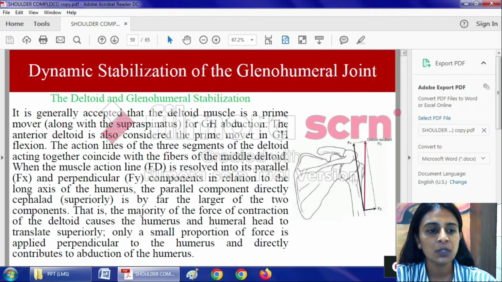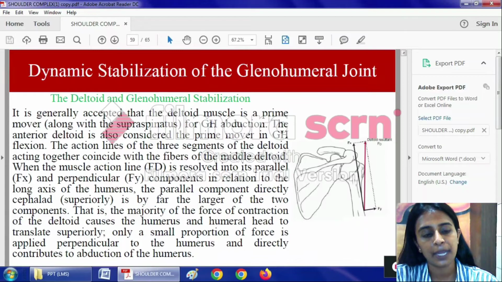In relation to the long axis of the humerus, the parallel component is directed superiorly and is by far the larger of the two components. That is, the majority of the force of contraction of the deltoid causes the humerus and humeral head to translate superiorly. Only a small portion of the force is applied perpendicularly.